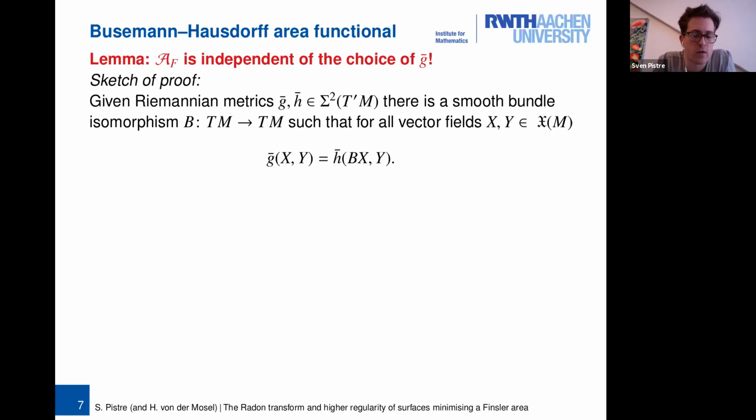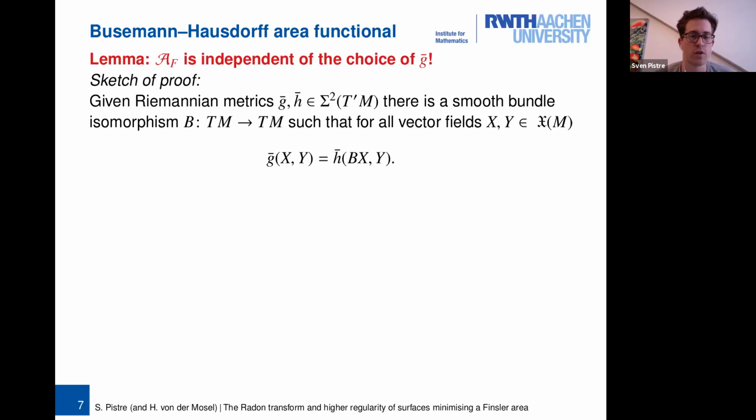If you like coordinates, then what you can do is you look at the Gram matrix of G bar, and you look at the Gram matrix of H bar, and you take G bar times H bar inverse, and that will be your isomorphism B, and you can patch that together on each fiber of the tangent bundle to get a smooth bundle isomorphism. And if you like more abstract words, then if you have these two Riemannian structures, you get two Riesz isomorphisms from the tangent bundle to the cotangent bundle, and then this isomorphism B will just be go up with one Riesz isomorphism, let's say of G bar, and then go down to the tangent bundle again with the Riesz isomorphism of H bar.